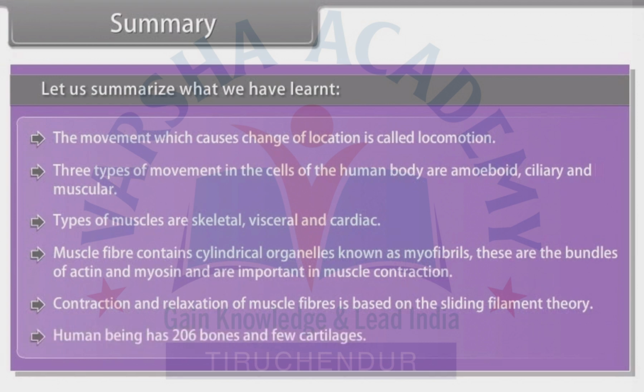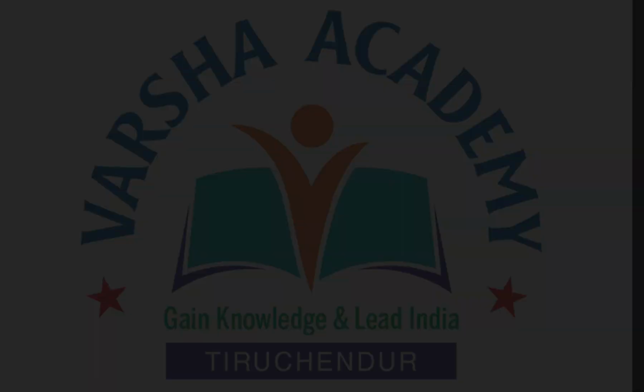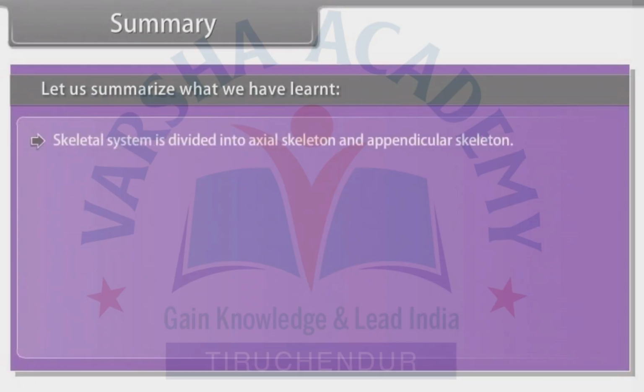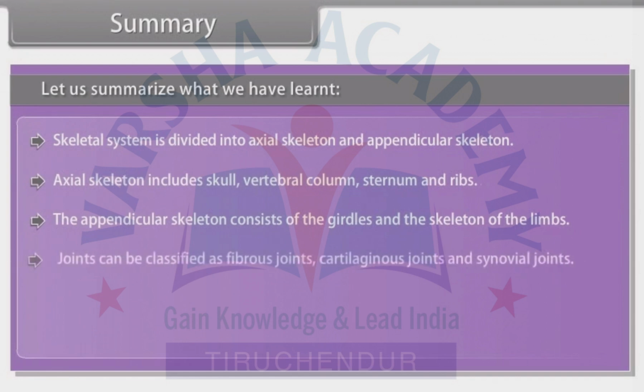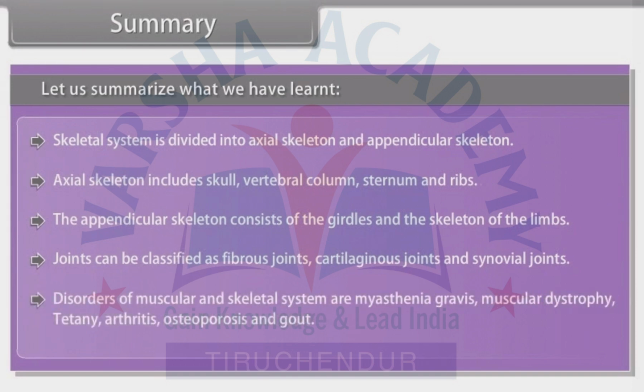Human beings have 206 bones and a few cartilages. Skeletal system is divided into axial skeleton and appendicular skeleton. Axial skeleton includes skull, vertebral column, sternum and ribs. The appendicular skeleton consists of the girdles and the skeleton of the limbs. Joints can be classified as fibrous joints, cartilaginous joints and synovial joints. Disorders of muscular and skeletal system are myasthenia gravis, muscular dystrophy, tetany, arthritis, osteoporosis and gout.